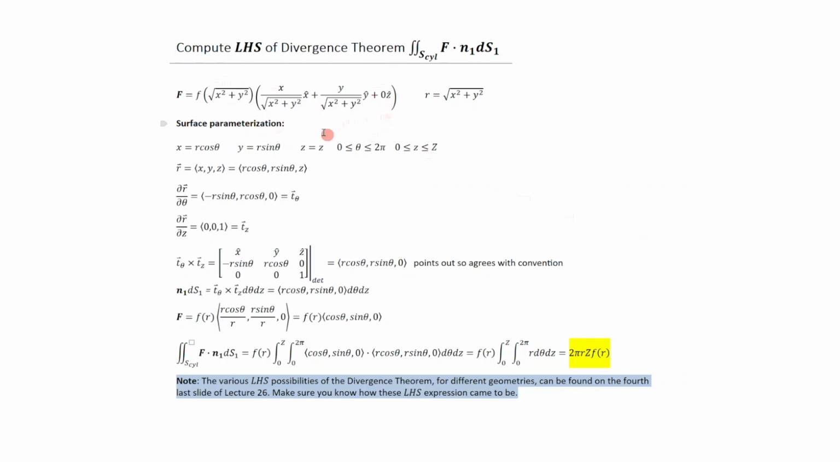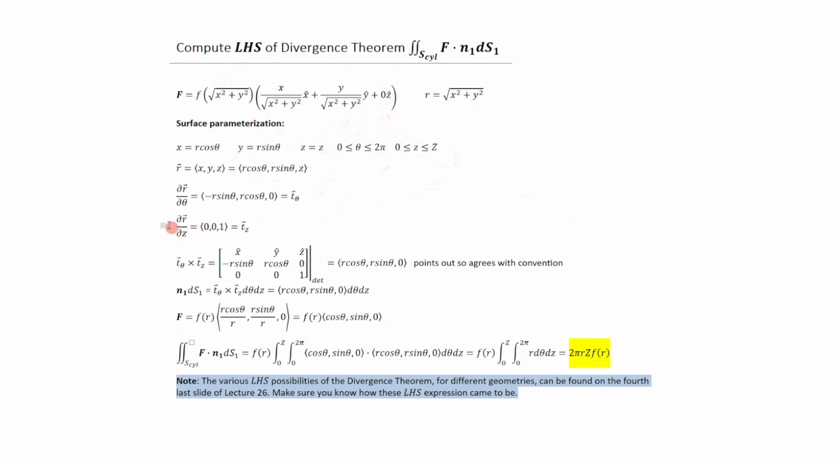So we're going to use surface parameterization here for the external cylindrical surface: x equals r cos theta, y equals r sine theta, z equals z. This is the range on theta, and this is the range on z. The height of the Gaussian surface is just capital Z. If we put this together, we end up with this for the position vector that maps out the cylindrical surface of height Z.